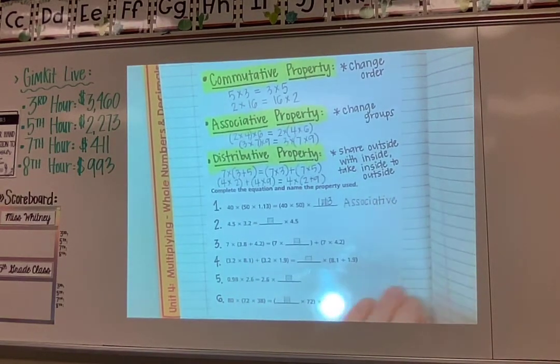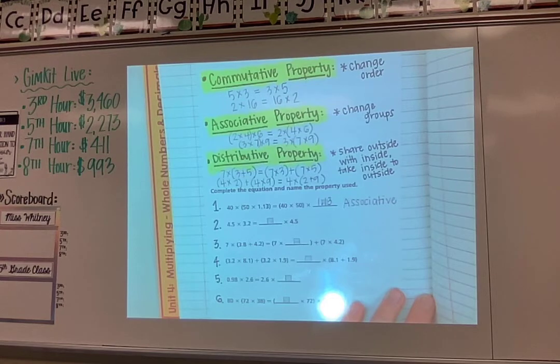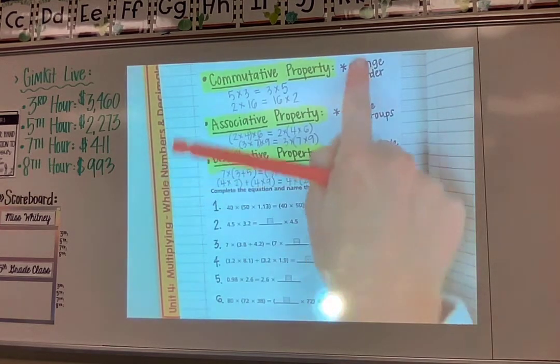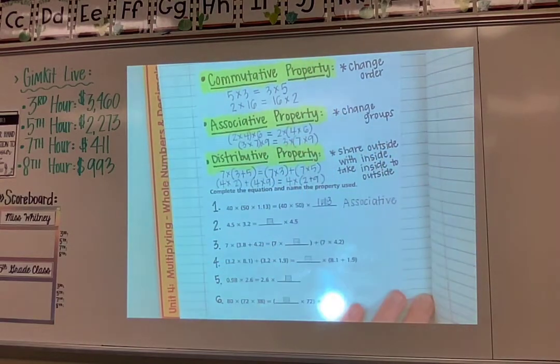Really, these do not involve any math. It's all about using my eyes to look and see how they've changed from one side to the other, and then using my hints to figure out which one of these properties that is. So you really have to think and use your notes to help you figure these out.